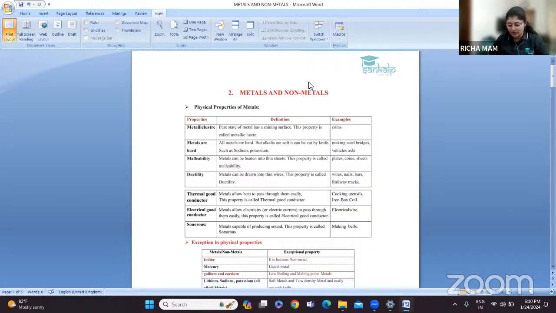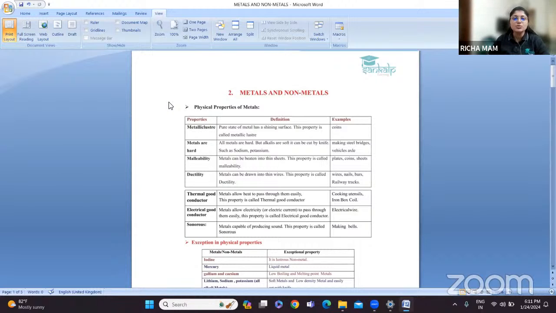Whenever metals are in their pure state, they have a shiny surface, and this property is called metallic luster. For example, take coins, your denomination coins. You have seen how coins shine, because they are metals. Now the second property of metals: they are hard.